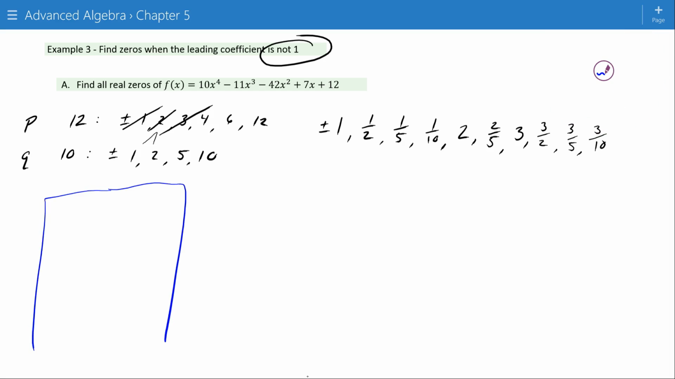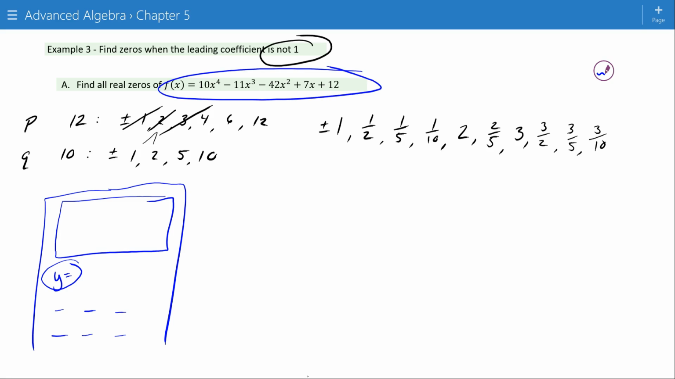Now, you guys got to be smart about what you test, right? You guys have these handy little things that looks like this. And I know my drawing, you already know exactly what it is, right? Probably not. It's your calculator. We're going to be really strategic about what values we actually test to plug in. Now what you're going to do is you're going to go to your y equals, and you're going to enter in that function, right? 10x to the 4th minus 11x cubed, exactly how you see it. And you're going to graph it.